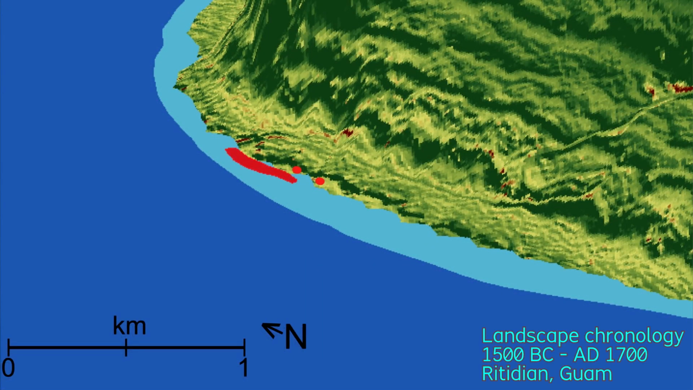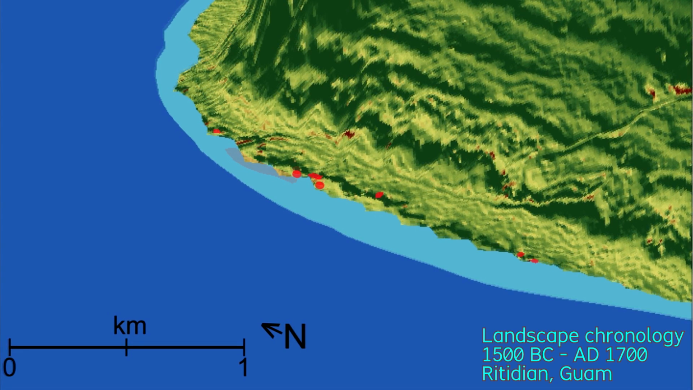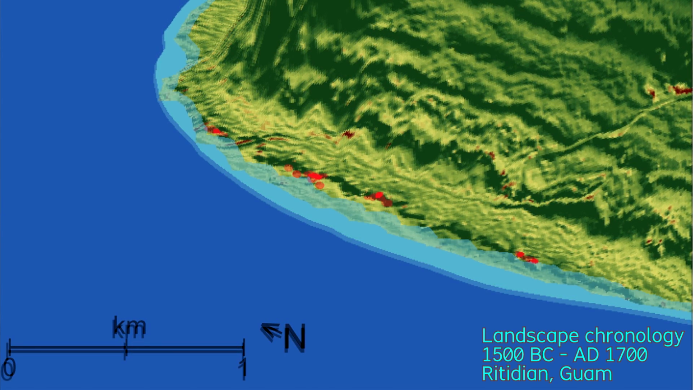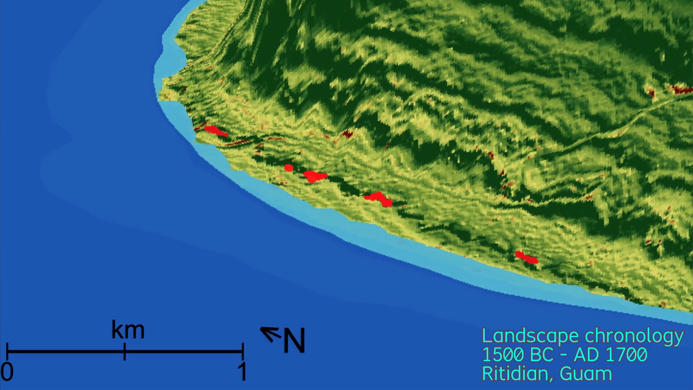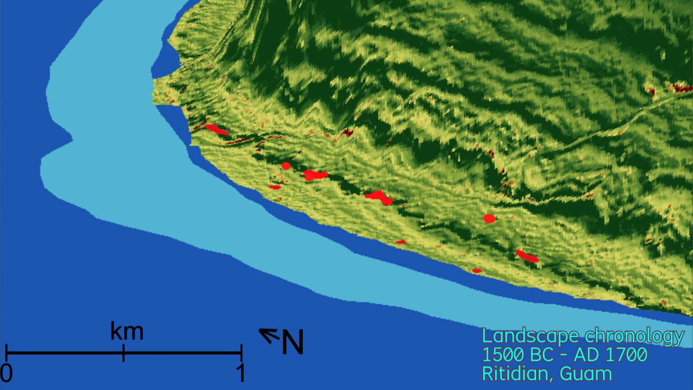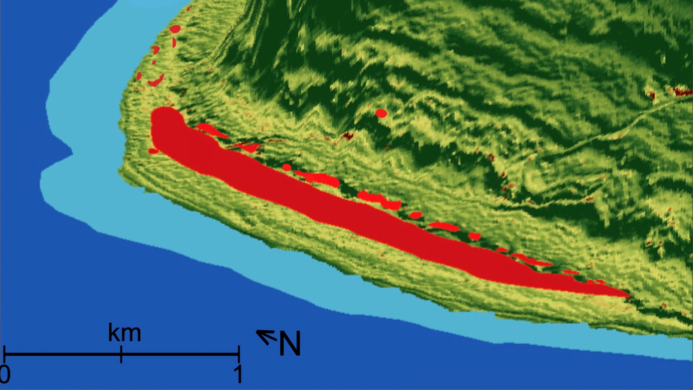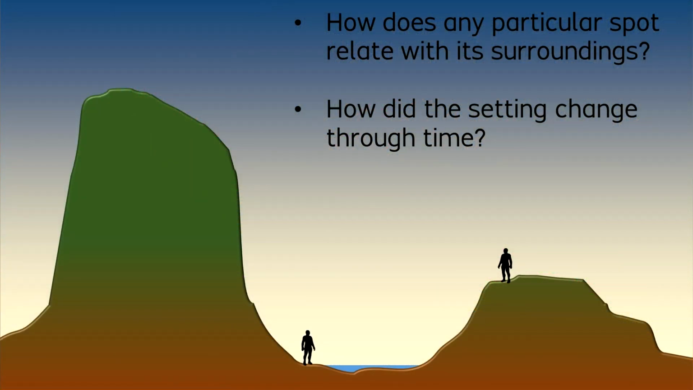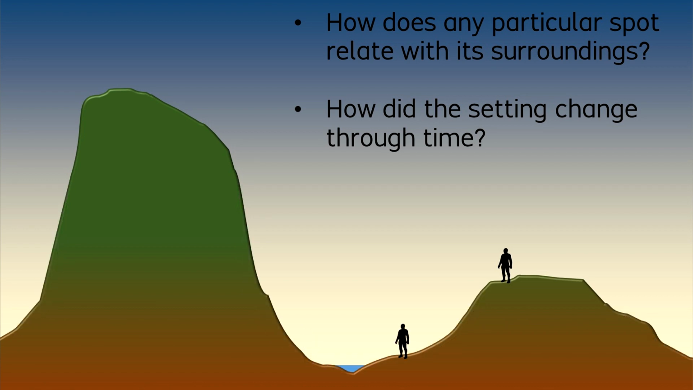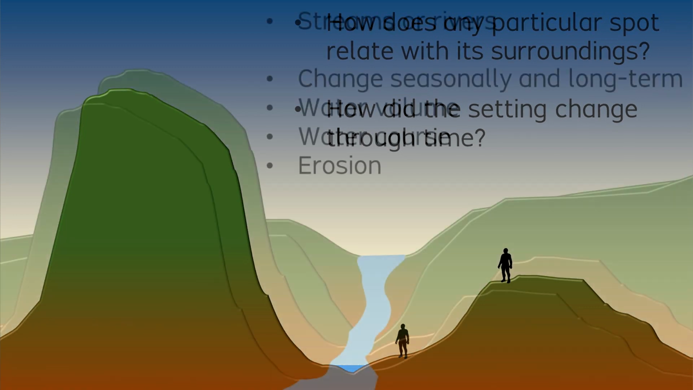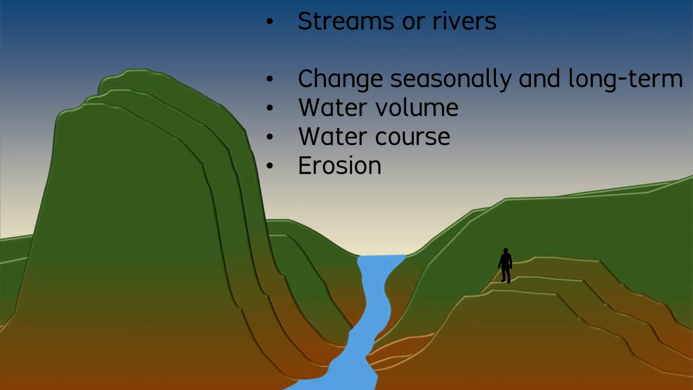You could examine these settings at variable scales, looking for different kinds of spatial patterns of archaeological sites. You could ask how any particular location relates with its surrounding landforms and landscape context. Next, you should keep in mind how all of those landforms may have changed through time. In addition to the land itself, we can think of the role of water in shaping a landscape setting.